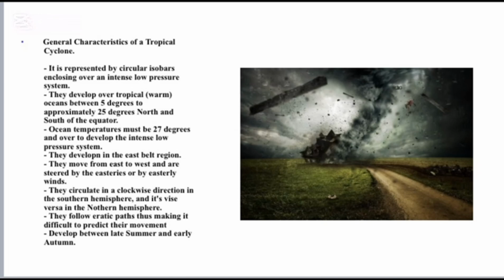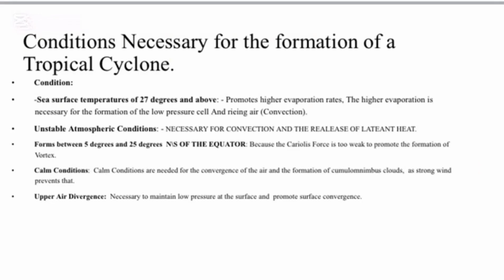They develop in the eastern region, also known as the East Belt region. They move from east to west and are steered by easterly winds. They circulate in a clockwise direction in the southern hemisphere, and the opposite in the northern hemisphere. They follow erratic paths. That is why it is very difficult for us to predict their ways. They usually develop between late summer and early autumn.